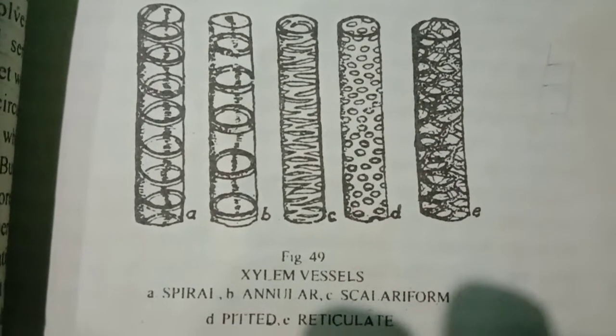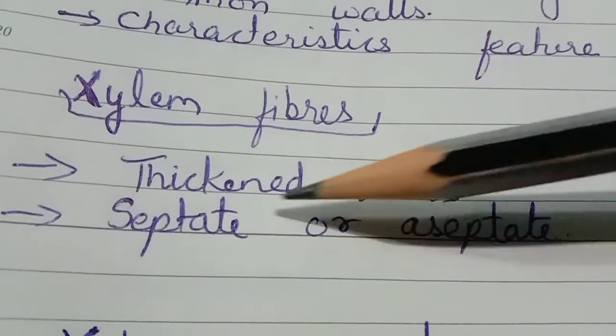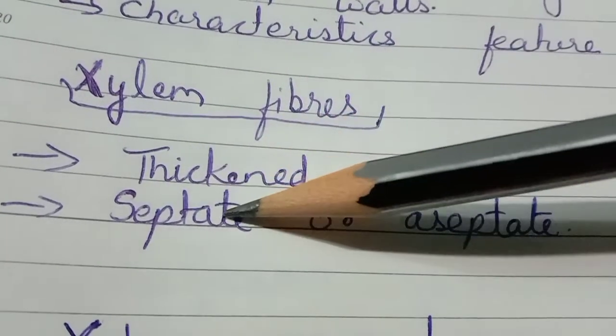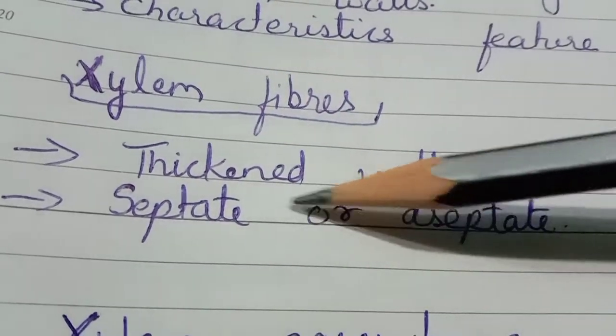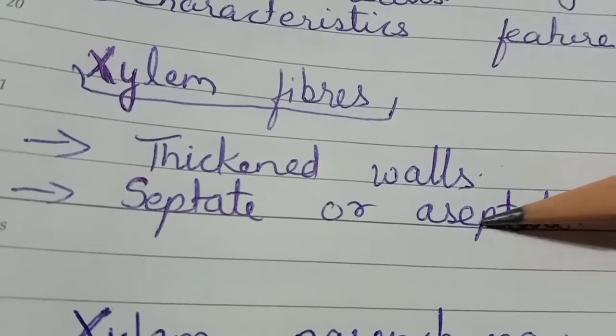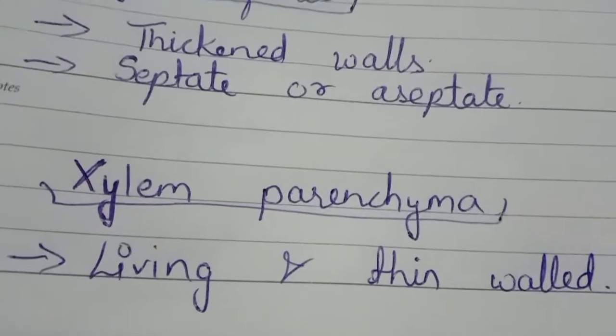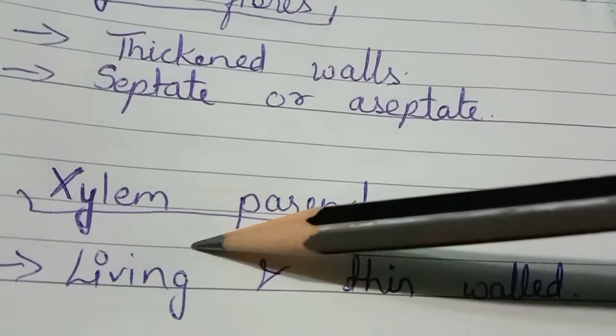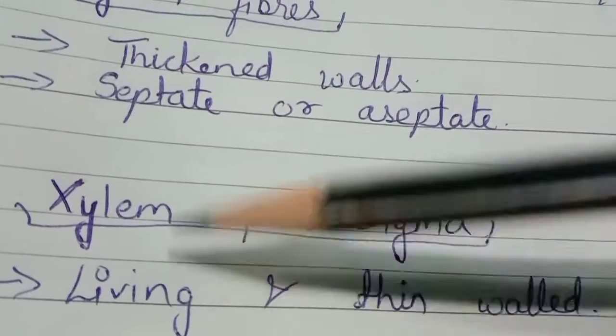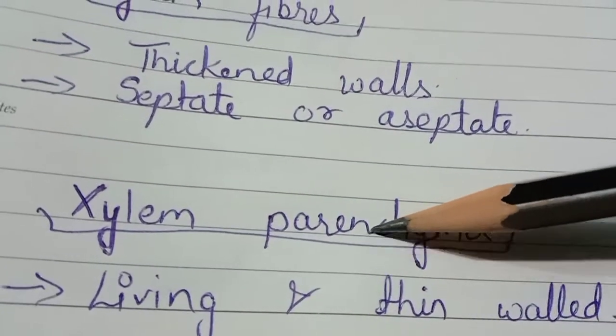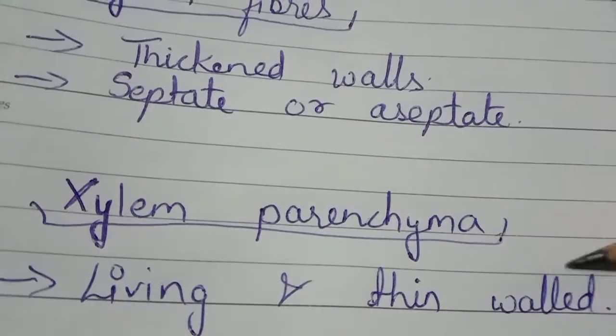Different types of vessels. Now, xylem fibers have thickened walls and they can be septate or aseptate. That means a partition can be there or not there, right? Xylem parenchyma, they are living as it is parenchyma. This is the only tissue which is living in xylem. Okay, living, and they are thin walled, right?